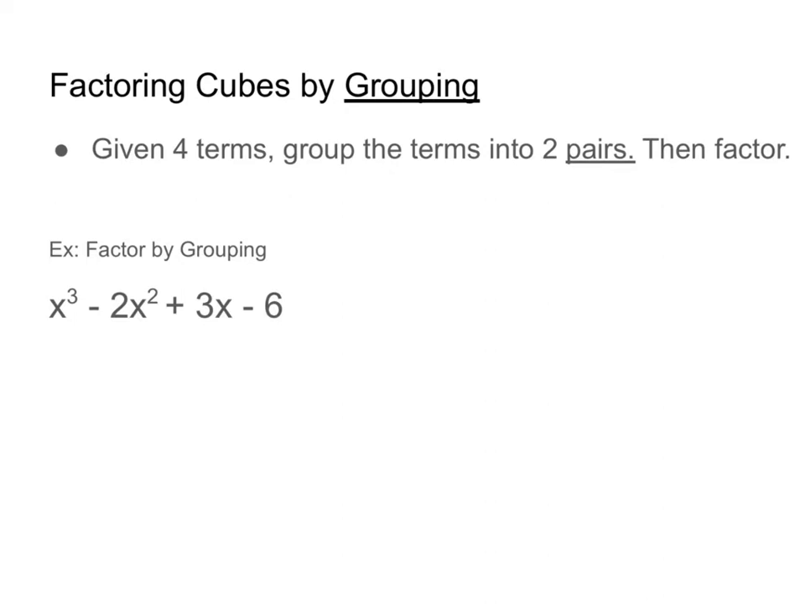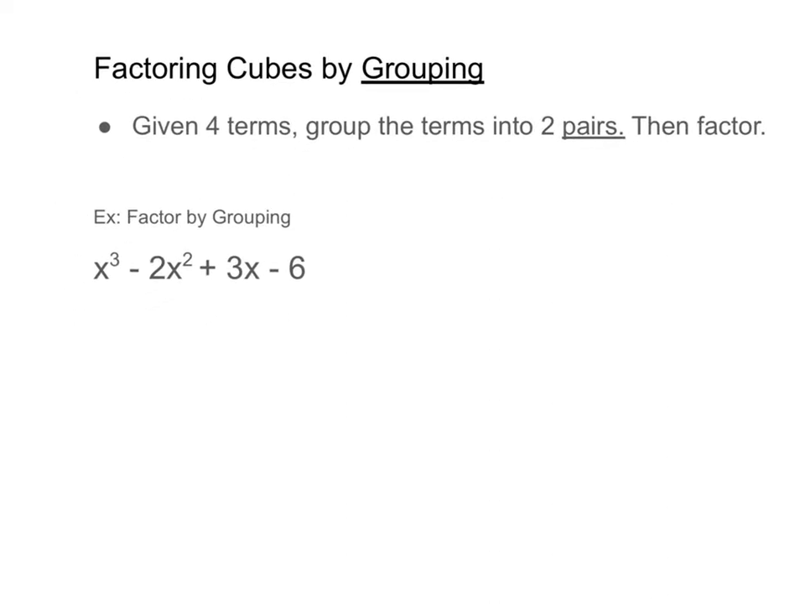So when you're grouping here, let me push this to the side, there we go. I'm going to group the 2 highest ones together, and then I'm going to group the 2 lowest ones together. And what I mean by high and low, I'm talking about the exponents. So these are the highest exponents, these are the lowest exponents. And so in this case here, I have the x cubed and a 2x squared.